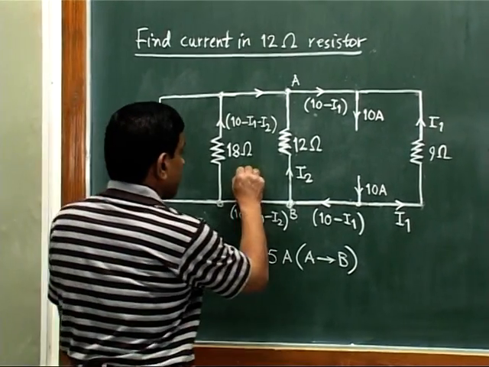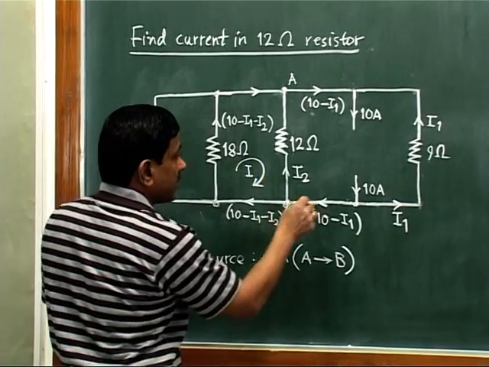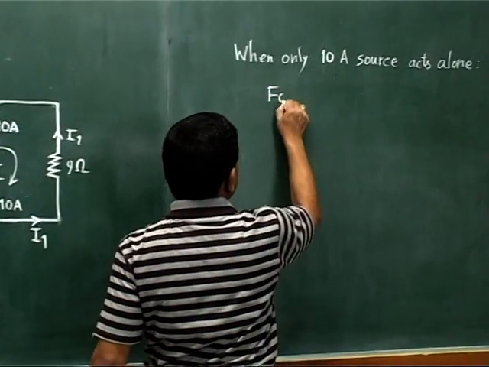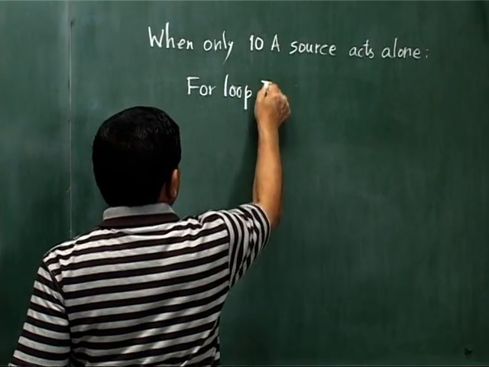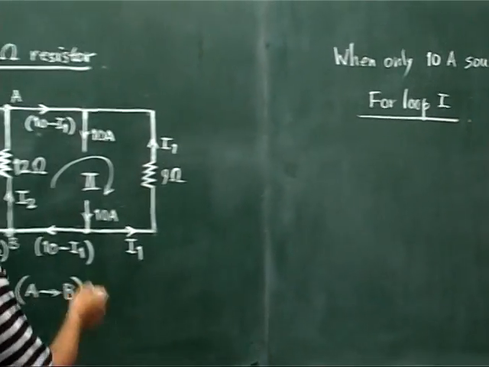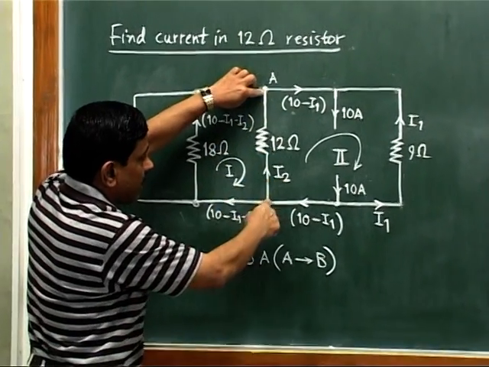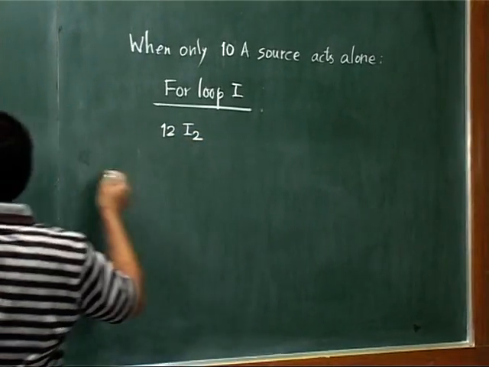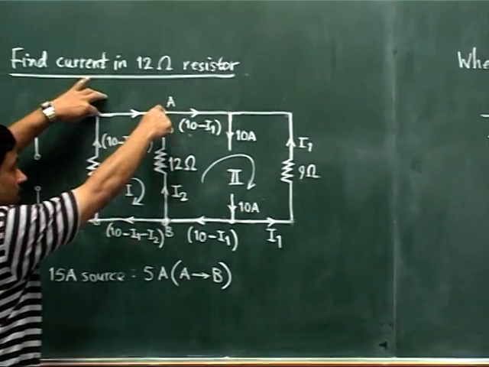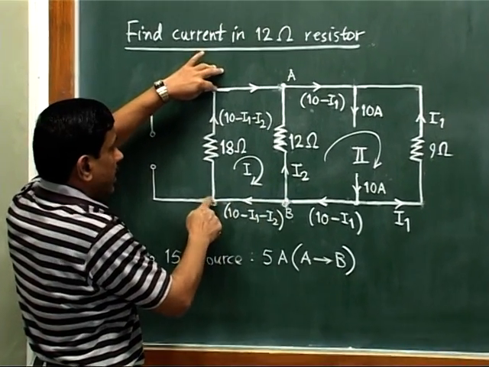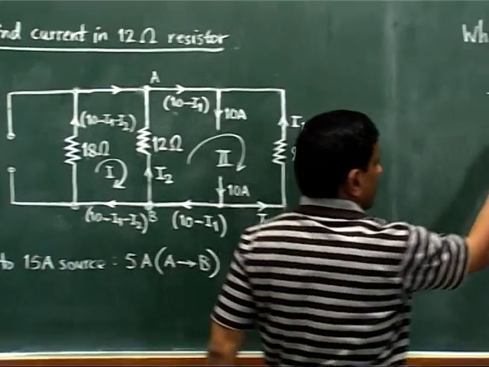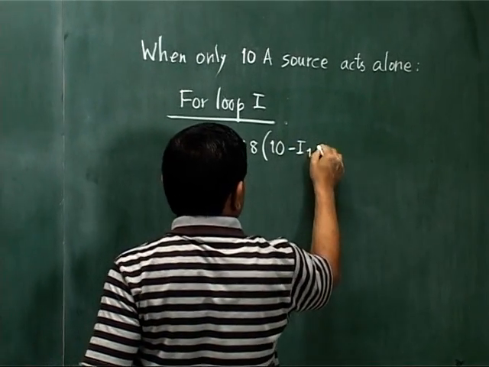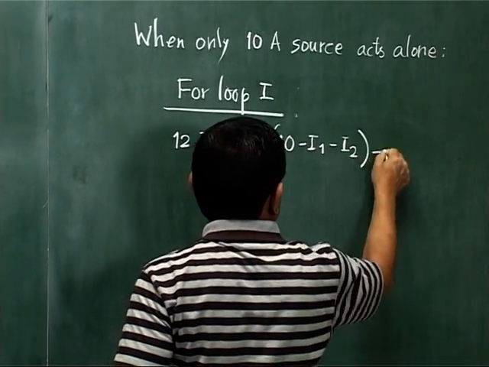So let us take this mesh as loop 1 and this mesh as loop 2 and write the equations. What will be the equation for loop 1? Suppose we start like this, no component here, then here downwards it will be plus 12 I2, because we are traveling clockwise and this current is opposite now. So plus 12 I2, here no component and here it will be minus 18 into (10 minus I1 minus I2). And this all will be equal to 0.